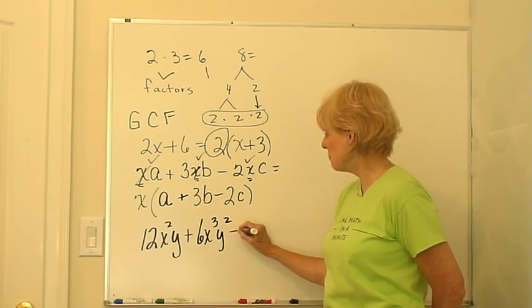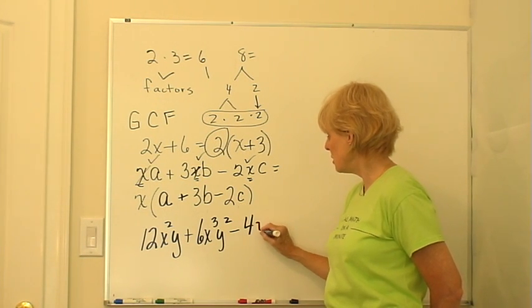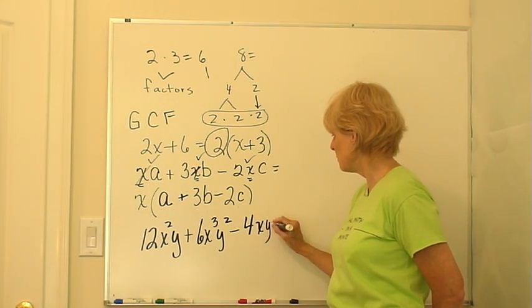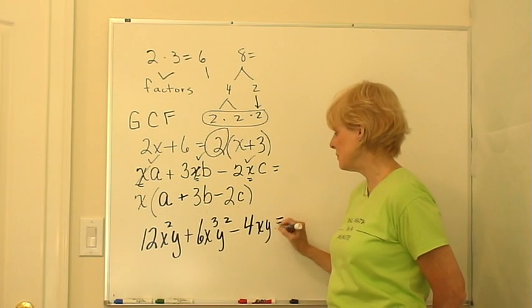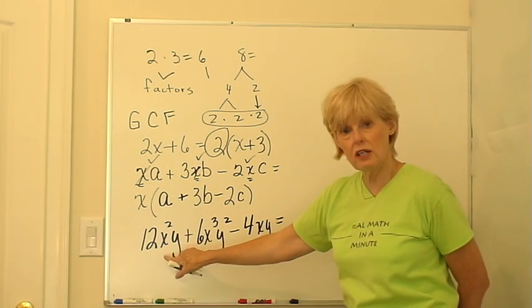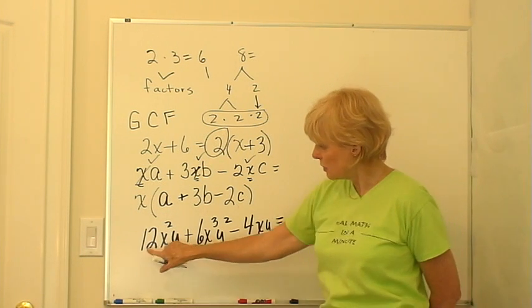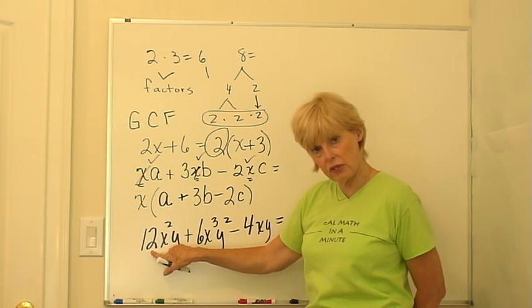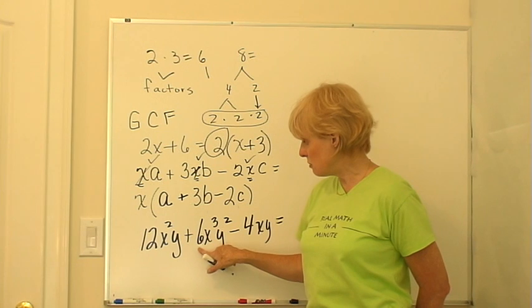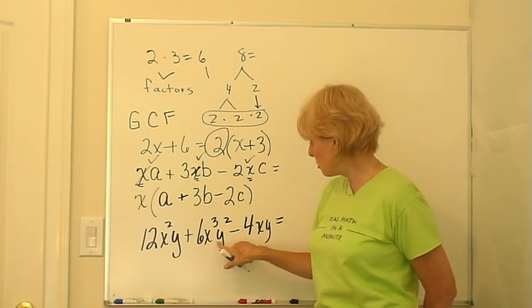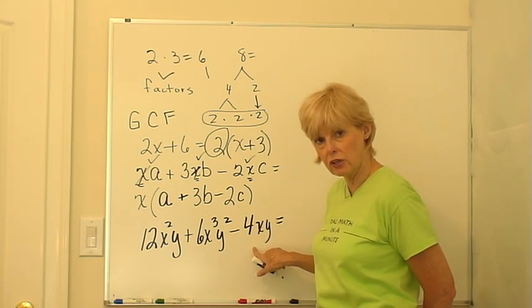And now let's say we have negative 4xy. Let's just say xy. Okay, so now again we have a trinomial. We have 3 terms. The numerical coefficient here is 12. The coefficient here is positive 6. The coefficient here is negative 4.